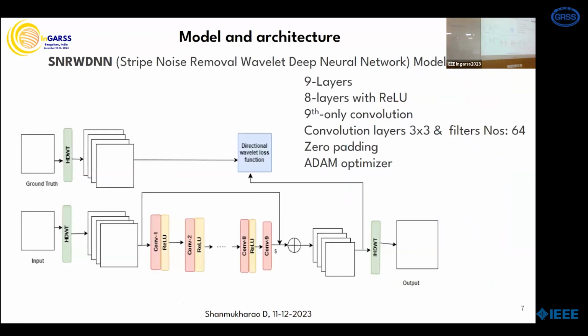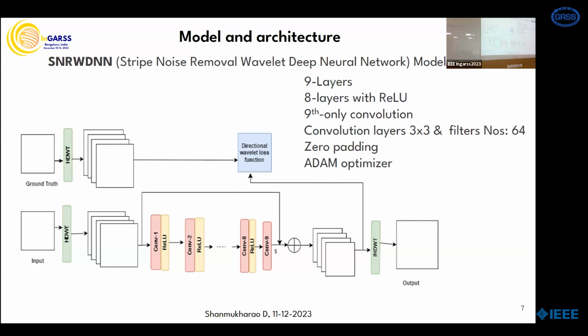This is my model architecture, which is a stripe noise removal wavelet based deep neural network. It has 9 layers. The first 8 layers are convolution layers along with ReLU activation function, and the 9th layer is convolution only. The convolution kernels are 3 by 3, and the number of filters is 64. I have used zero padding to maintain the same input size, and Adam is the optimizer.